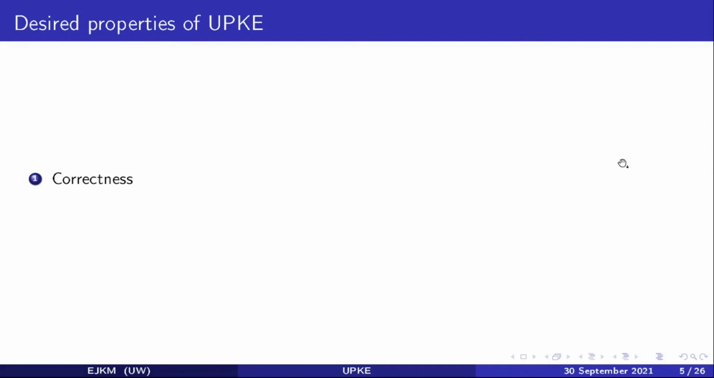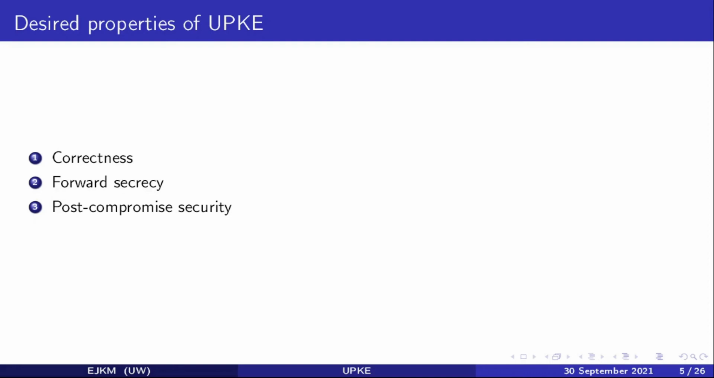From UPK schemes, we require five properties. The first one, obviously, is that it is correct. The second one is that it is forward secure. By that we mean that obtaining an updated key should not give any information on the original key. The third property is that it is post-compromise secure. By that we mean that obtaining the original key should not give information on the updated key.